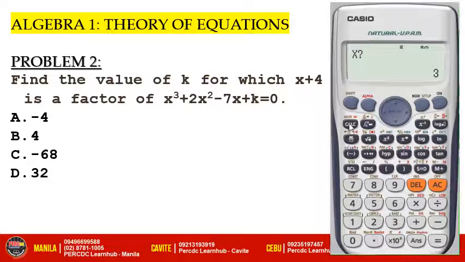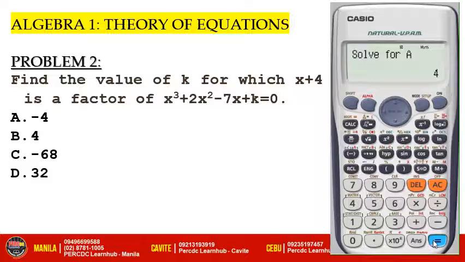And from the given sa problem, x is negative 4. Galing po yan sa x plus 4. So, x plus 4 equals 0. So, therefore, x equals to negative 4. So, minus 4. And then, press equal. Masosolve na po natin si a or si k.